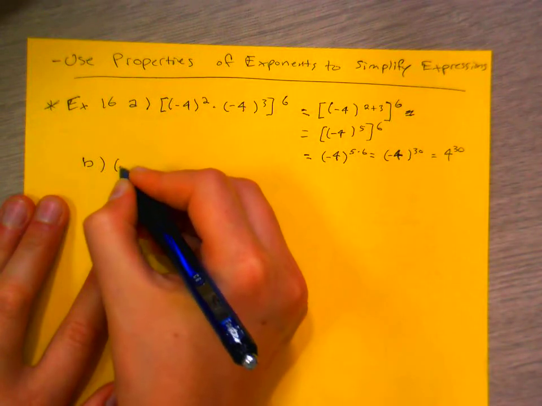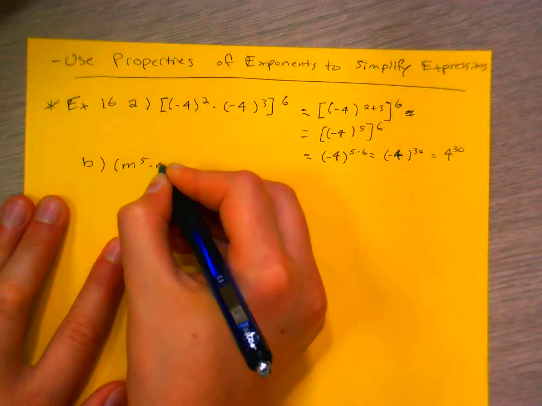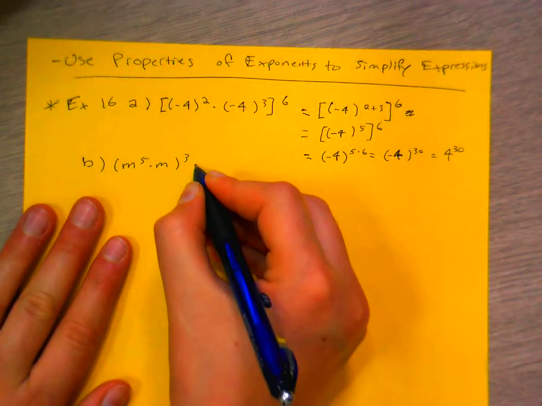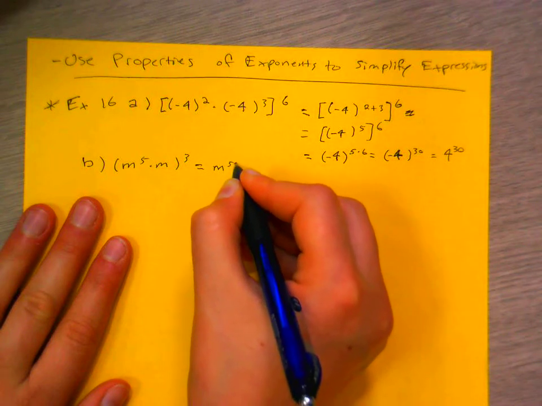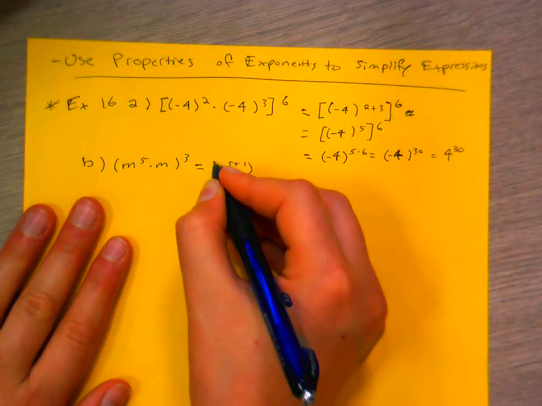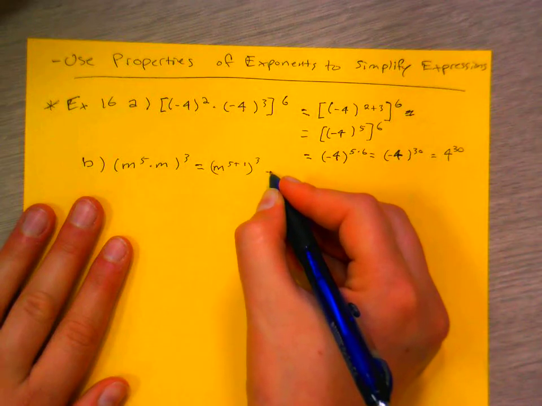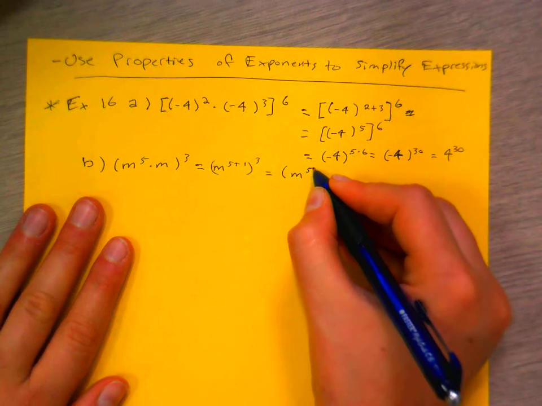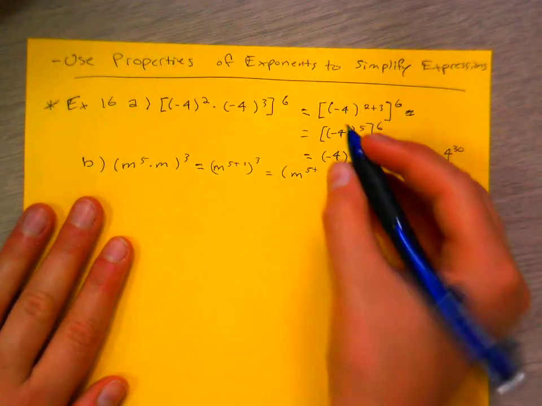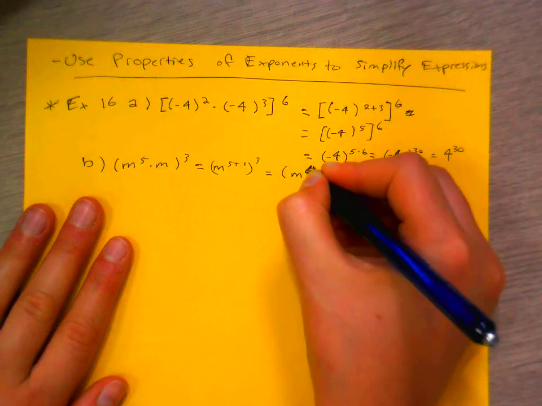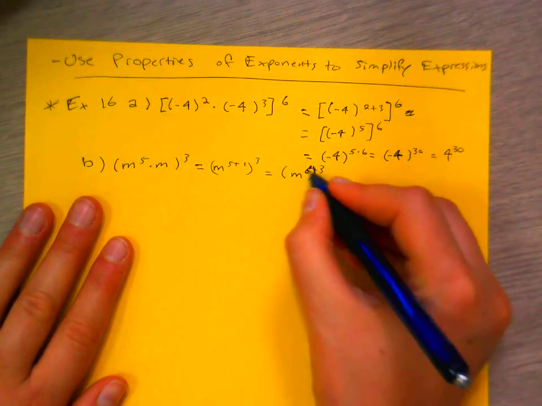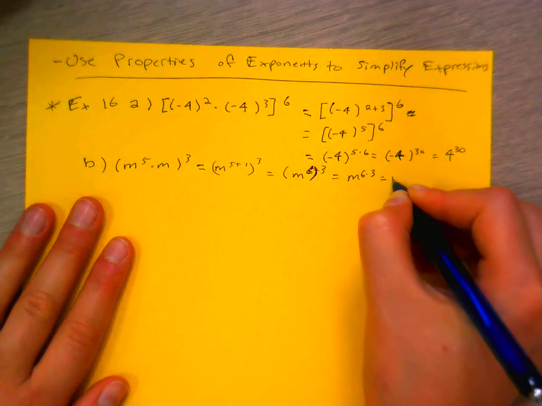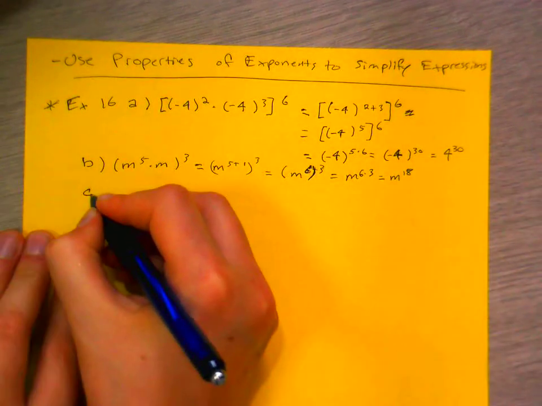B, m to the power of 5 times m to the power of 3, outside all the parentheses, equals m to the 5 plus 1 inside the parentheses to the power of 3, equals m to the 6, because it's 5 plus 1, to the power of 3. Now we get to multiply these. m to the 6 times 3 equals m to the 18. See?